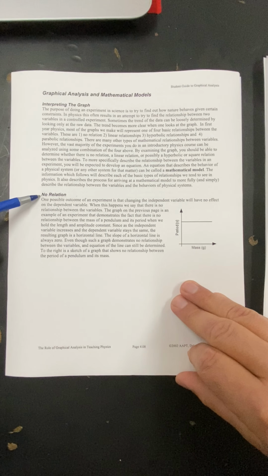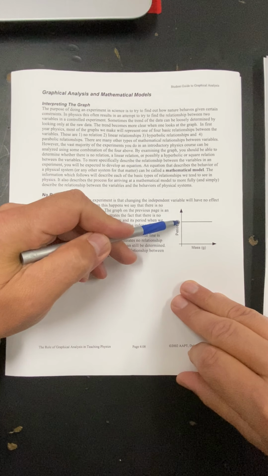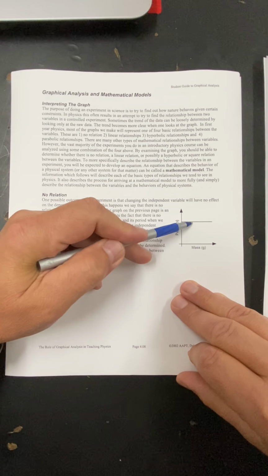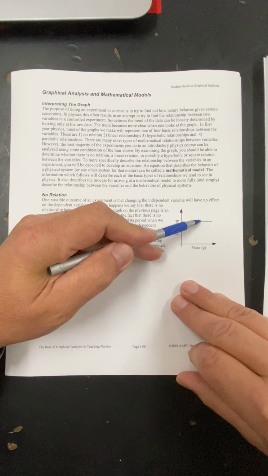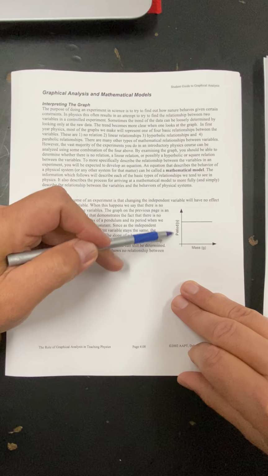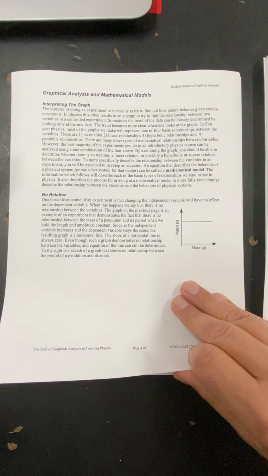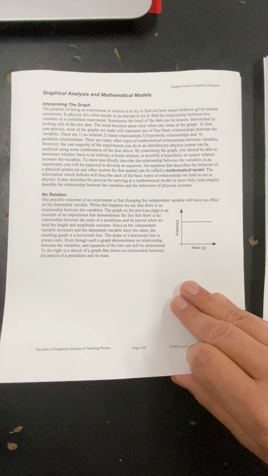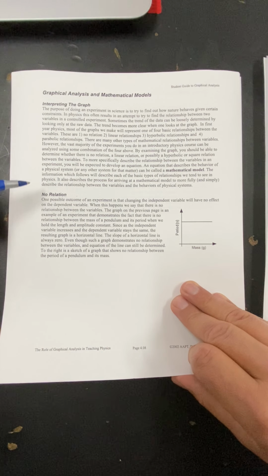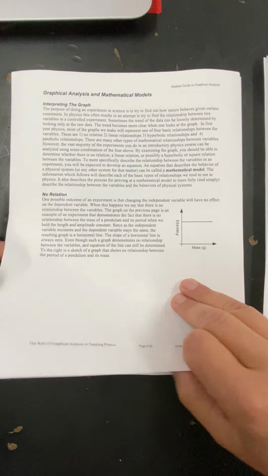This is called no relation. In other words, I tested one mass, I found a certain period. I doubled the mass, the period did not change. I tripled the mass, the period did not change. No matter what mass I use, this variable, the period, doesn't change. So there is no relation between these variables. And that's a possible outcome. Whenever we do an experiment, we always say, what is the relationship, if any, between the variables? So this is an instance where there is no relation.